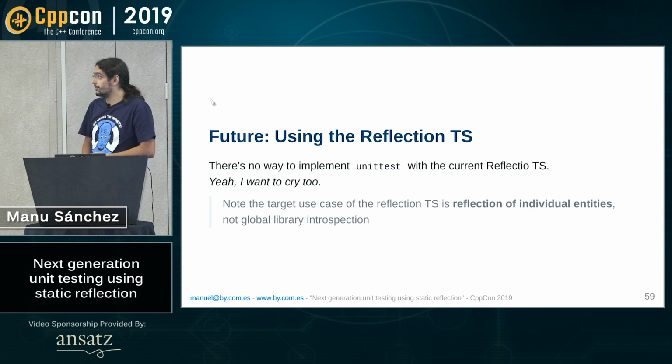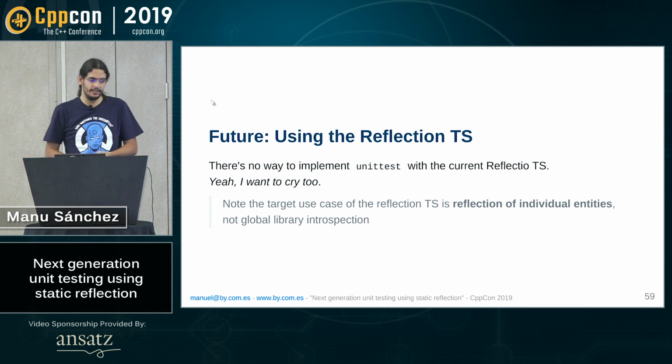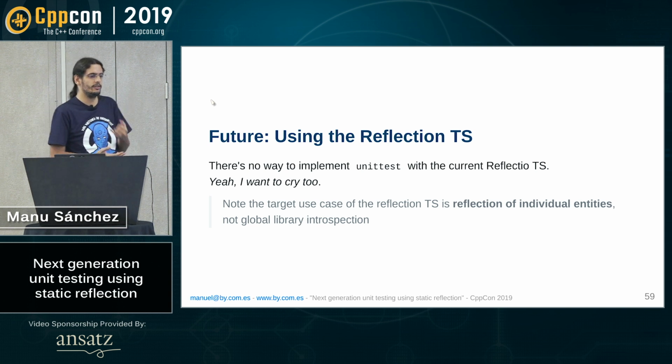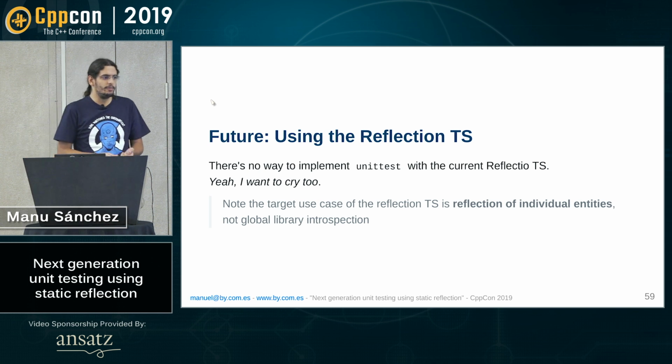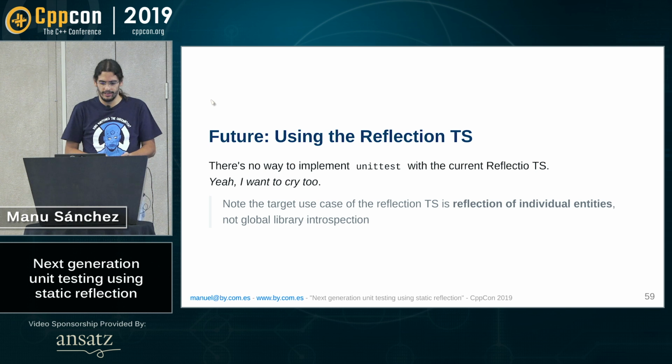So my conclusion is that there is no way with the current Reflection TS to implement something like unit test, okay? We need more tools. We need global reflection information. We need namespace members reflection, and that's what we have currently, okay?